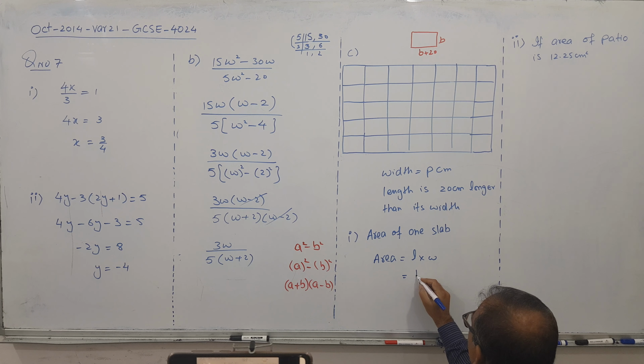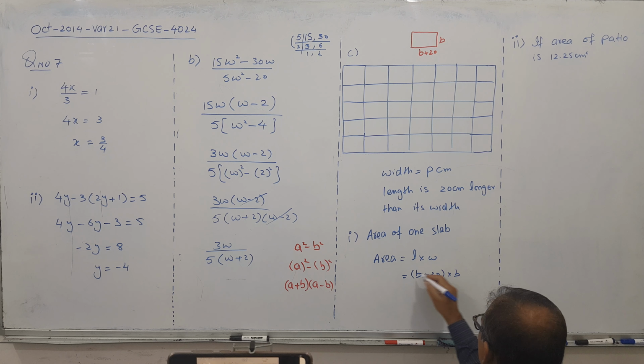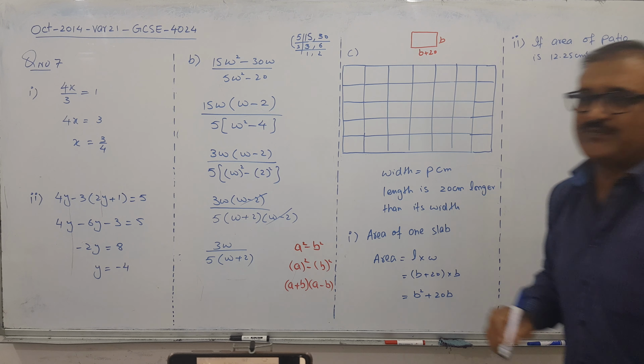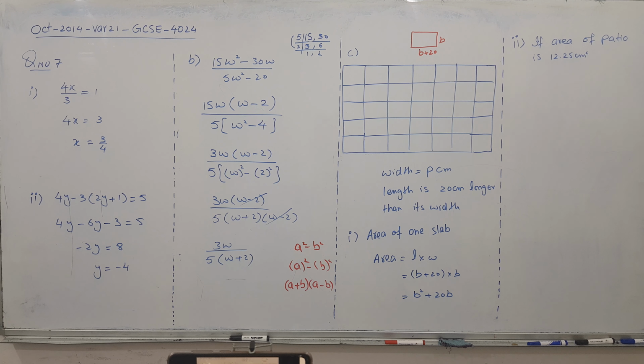So simply multiply. So area of the slab is length times width. And length, P plus 20. And width is P only. So P times P squared, and we got 20P. So we got the first part so easily. And let's go for the next part.